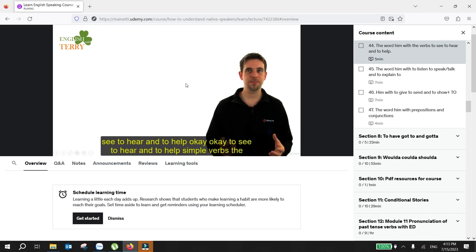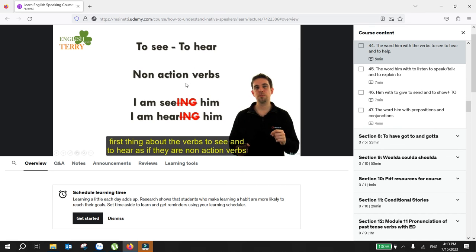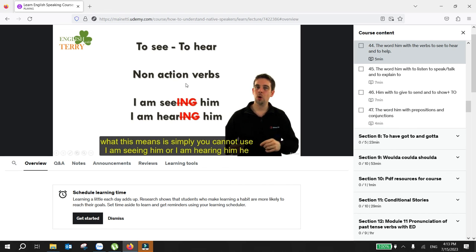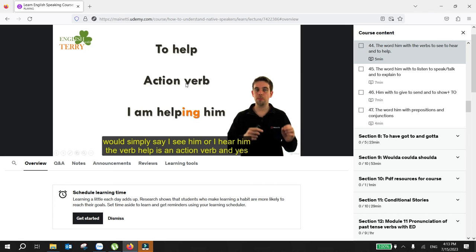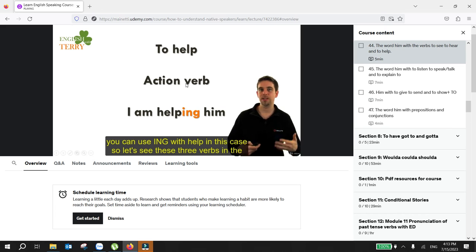Simple verbs. The first thing about the verbs to see and to hear is that they are non-action verbs. What this means is simply you cannot use I am seeing him or I am hearing him. You will simply say I see him or I hear him. The verb help is an action verb, and yes, you can use ing with help in this case.